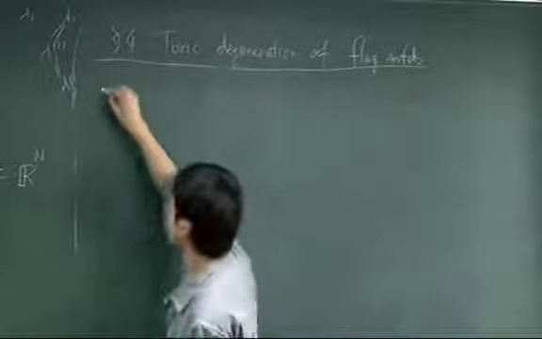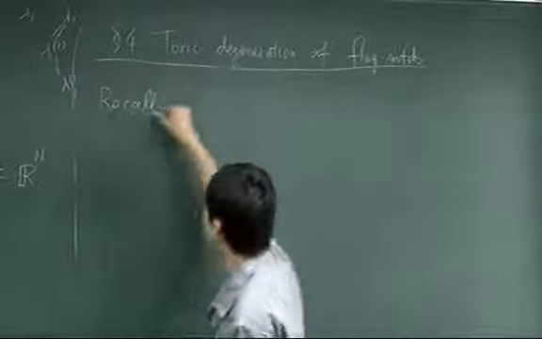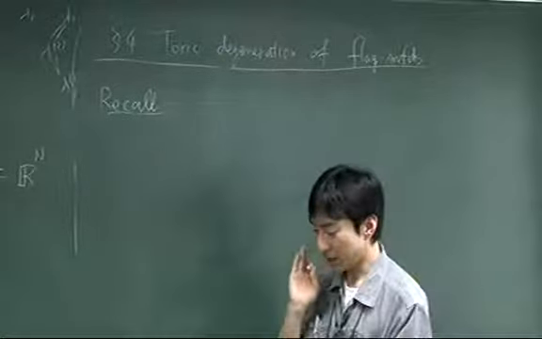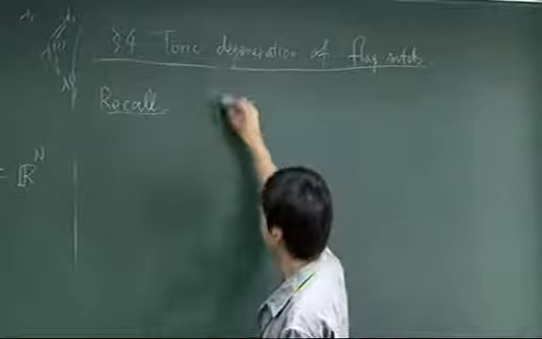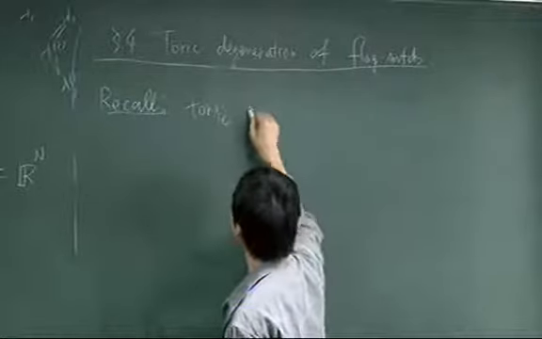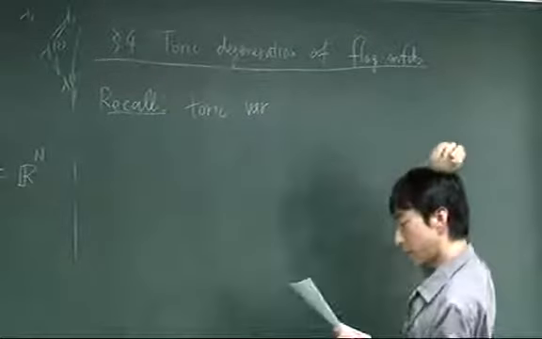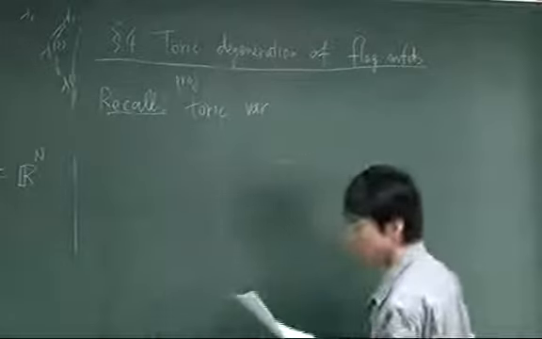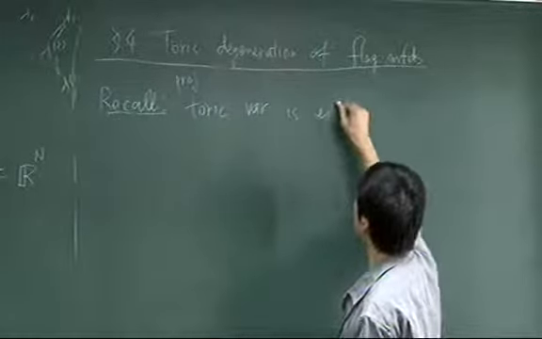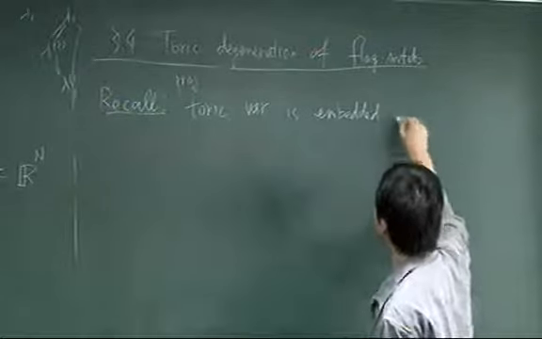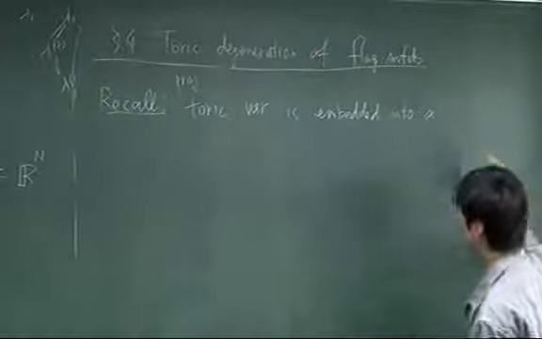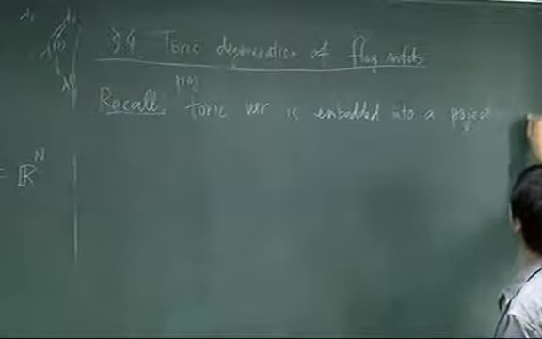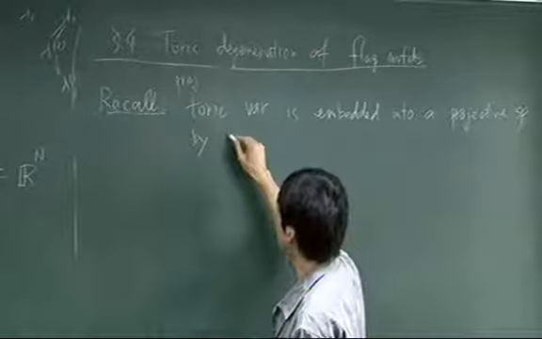So first, we recall some basic properties for toric varieties. A projective toric variety is embedded into a projective space by using monomials.